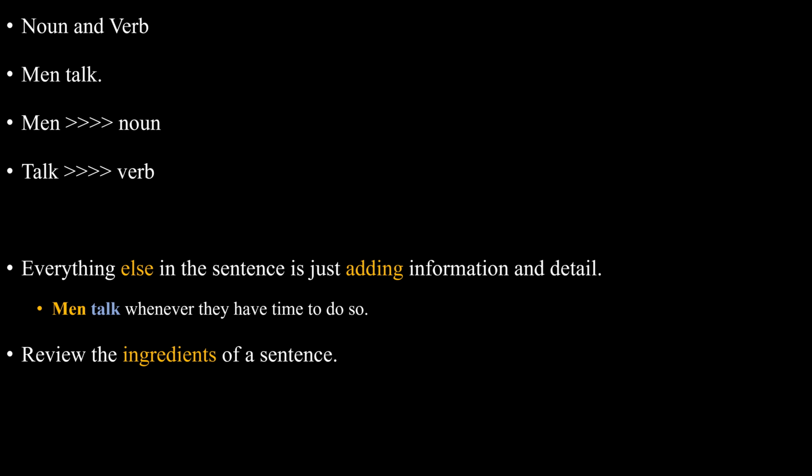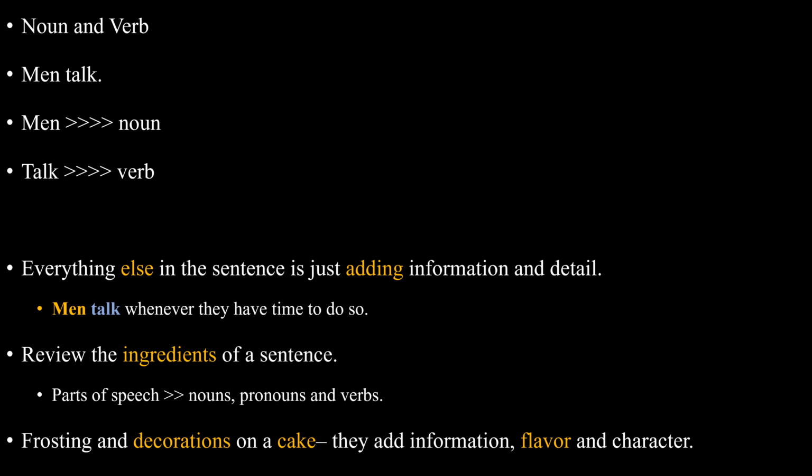So in this video, we will briefly review the ingredients of the sentence. These refer to the parts of speech. So parts of speech, they are nouns, pronouns, and verbs. Others are like frosting and decorations on the cake. They aren't absolutely essential to create a sentence, but they add information, flavor, and decoration or character.